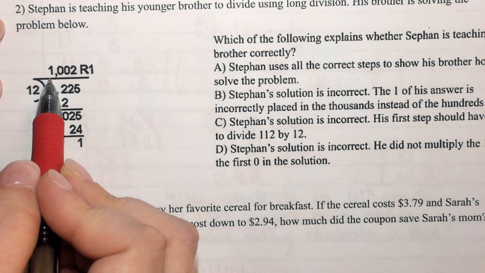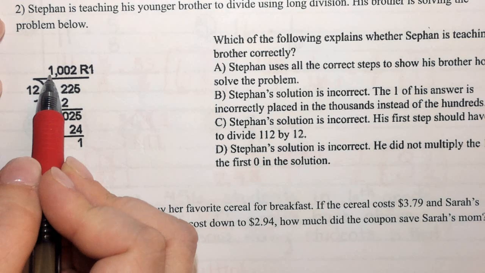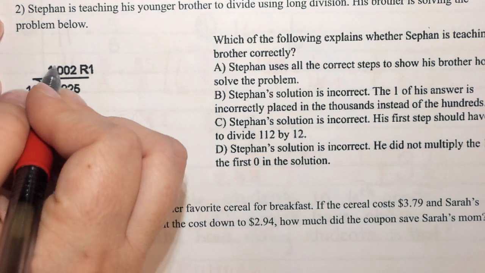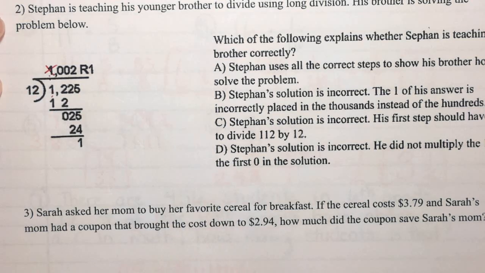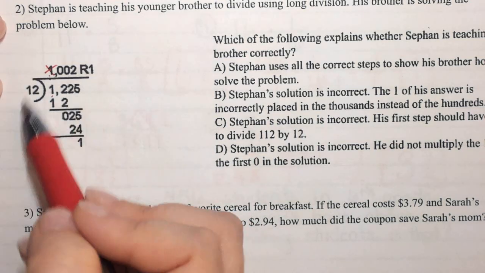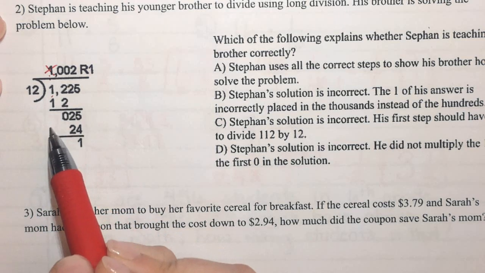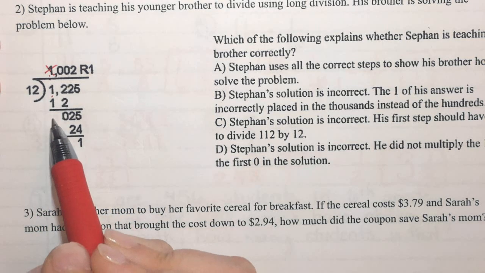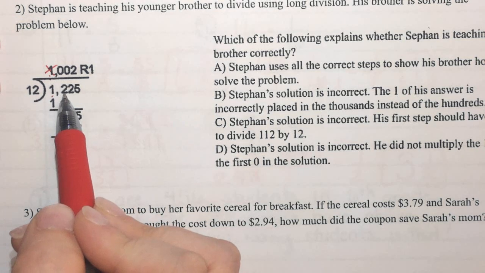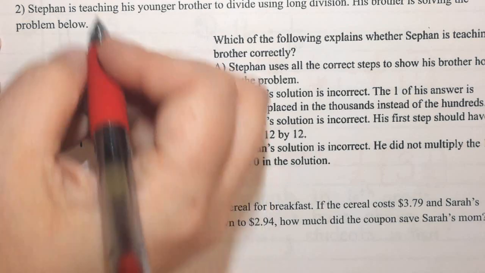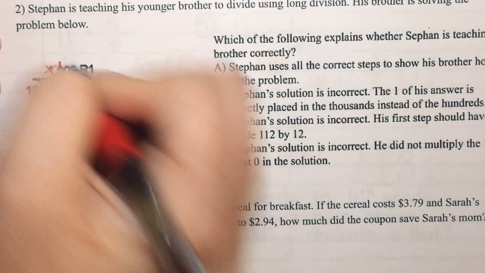0. What did he write? 1. Can I put a 1 there? No. So guys, we know that automatically is wrong. So is Stephen correct? No, we know he's wrong. Where should he have put that 1? On top of that 2, in the hundredths place. So 12 will go into 12 how many times? 1. All right, so that would make it correct.